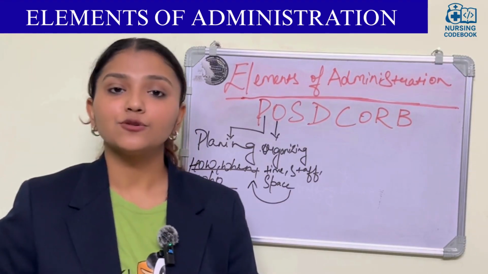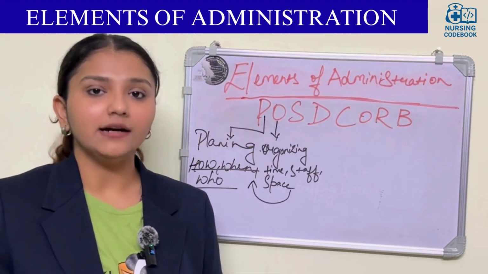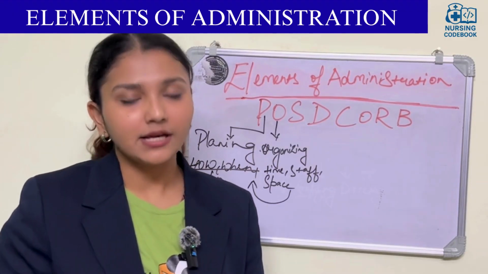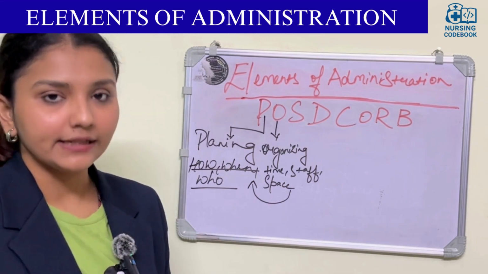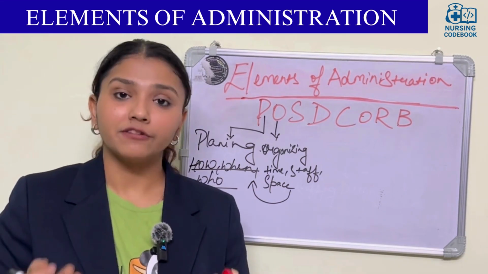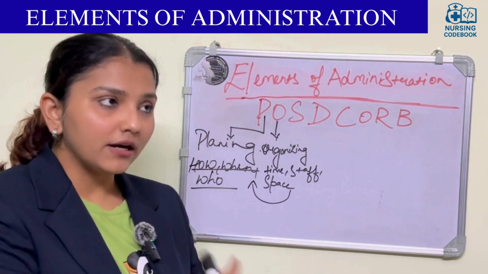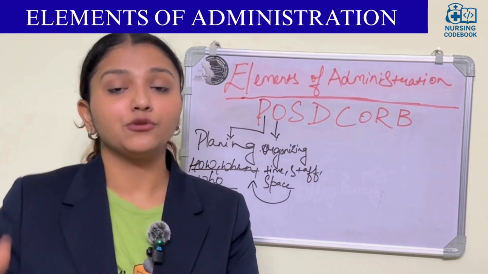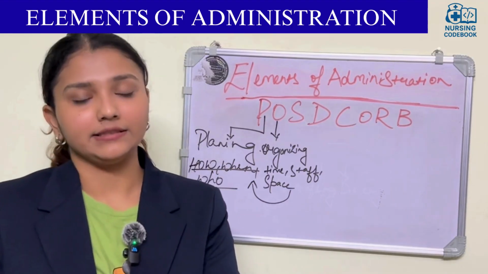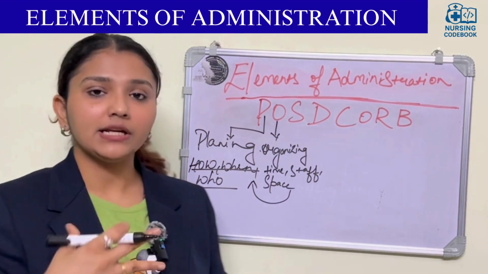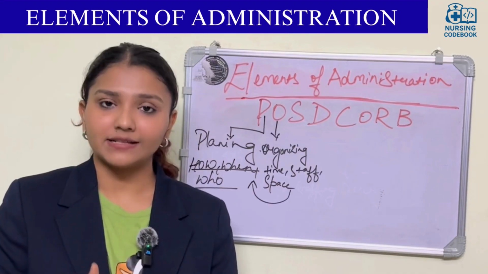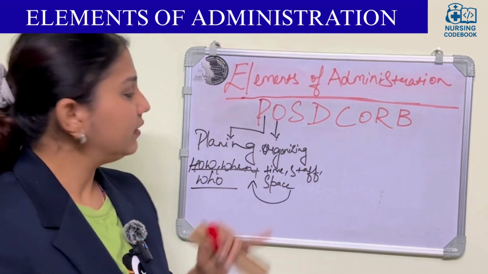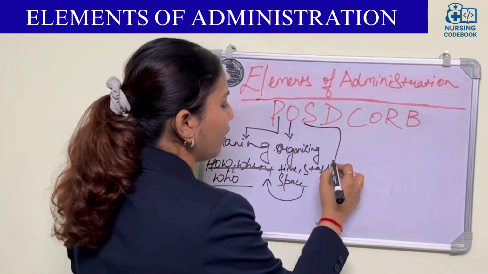Example, a nursing supervisor will assign a specific room and specific bed to a nurse based on the patient's condition. Suppose a patient is suffering from a critical condition. So the supervisor nurse will assign an ICU room or setting to a nurse. I hope you have understood organizing.